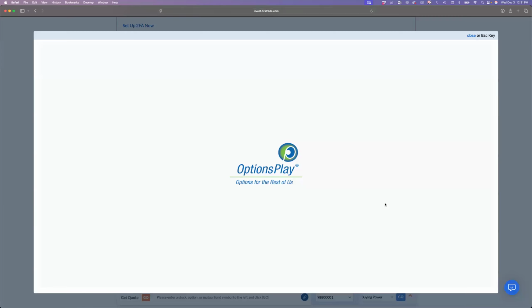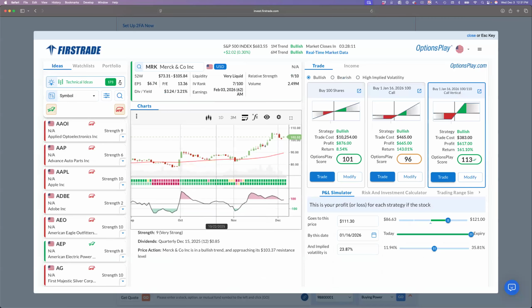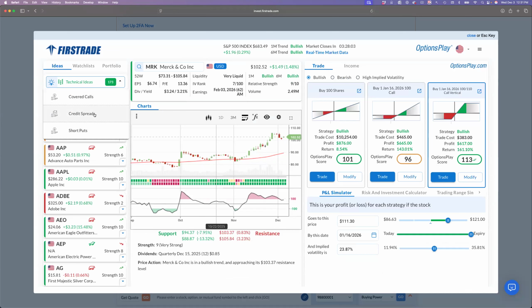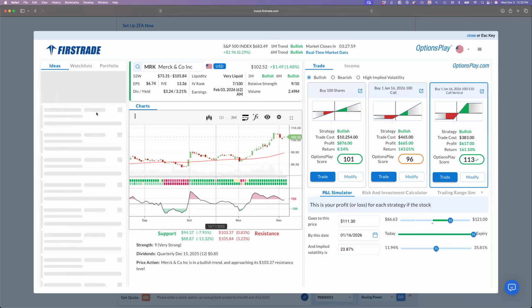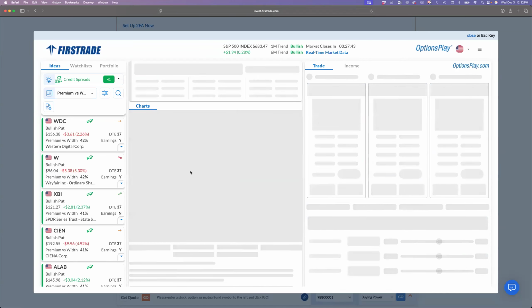When you click on it, it will bring up the OptionsPlay platform. And like I said, under the ideas section, we have lots of different ideas. We have technical ideas, which are basically buy and sell signals on the underlying security. We have covered calls, we have short puts, and we have credit spreads. So today we're going to focus on credit spreads. And what you can see here is that the list we are showing you is sorted based on how much premium you could collect as a percentage of the vertical width. So let's take a look at Western Digital here.